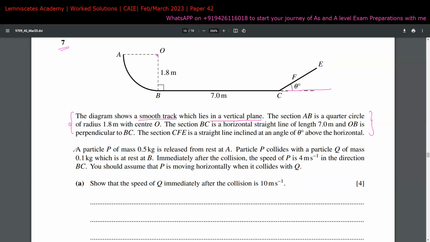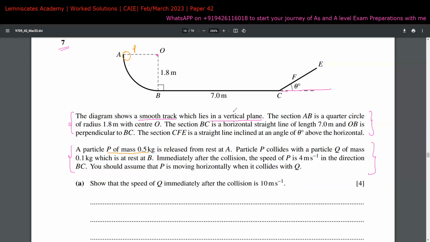All right. But anyway, coming to the second paragraph, this paragraph says that a particle P of mass 0.5 kg is released from rest at point A. So from point A, let's draw a particle P. It's released from rest. And I'll also highlight that P is having a mass of 0.5 kg.